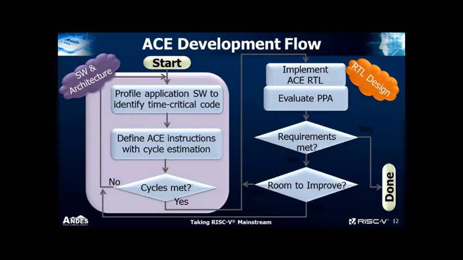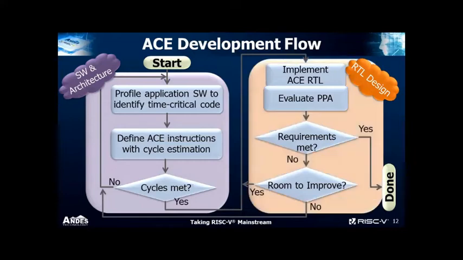Otherwise, we are ready to move to the next step to implement the ACE RTL and evaluate the performance, power, and area. Again, if the PPA requirements are not met, check the RTL and find room to improve and repeat the step of RTL design. If not, the designer needs to go back to the software profiling to continue the flow from profiling the application software until all the requirements are met.